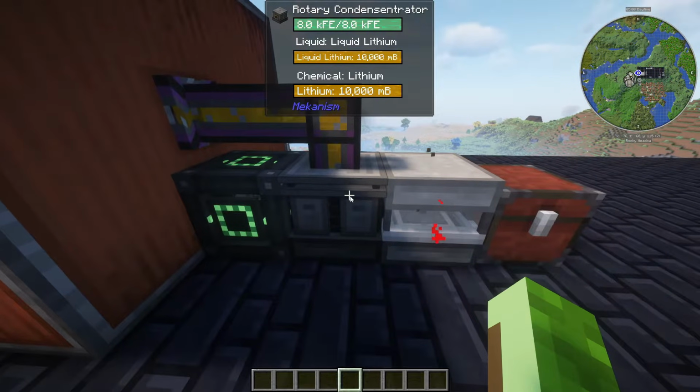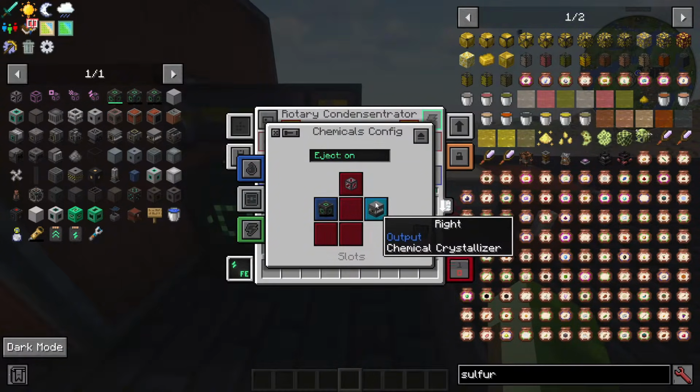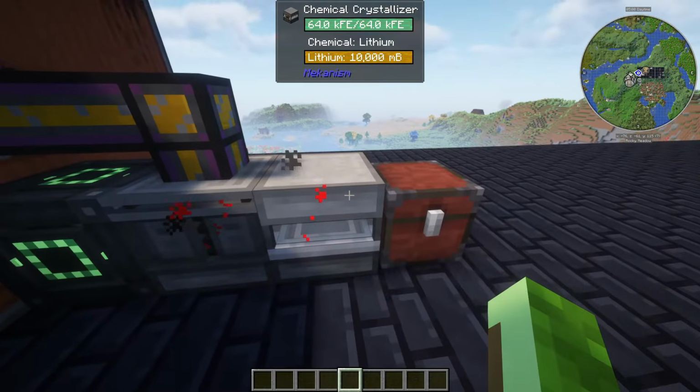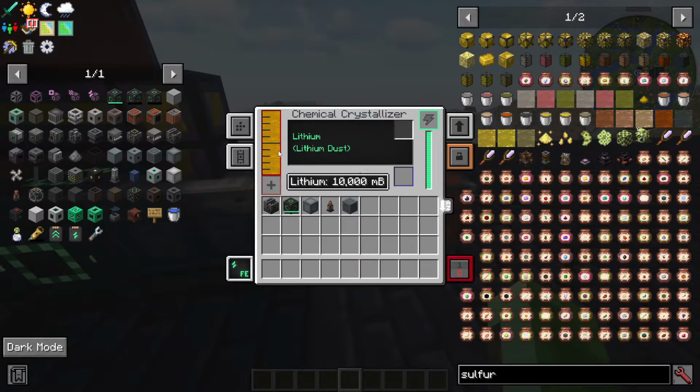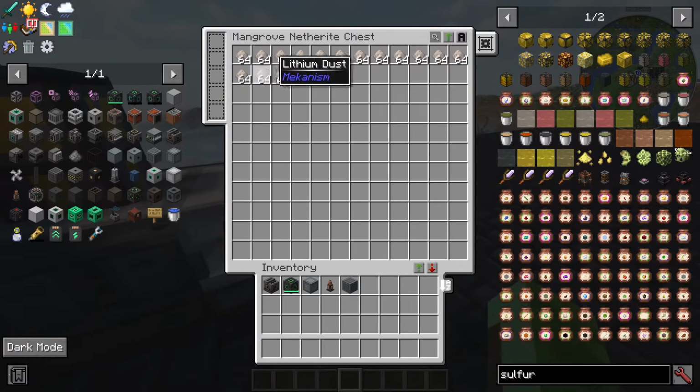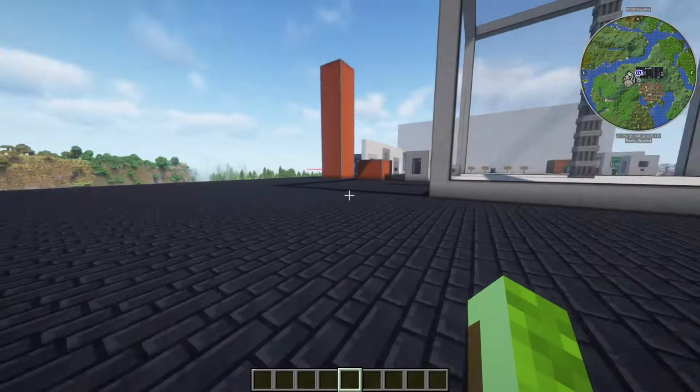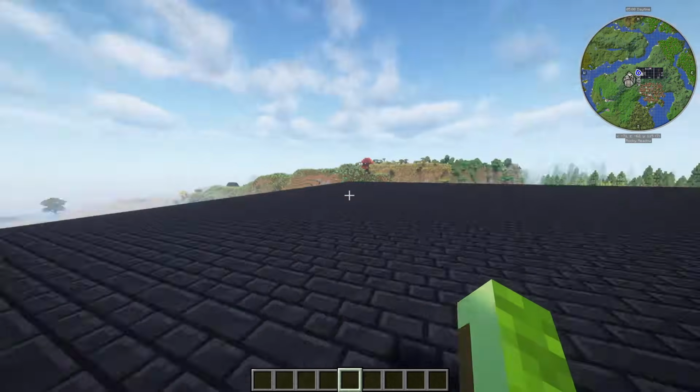And then using the auto eject, we're going to output to the right, which is the chemical crystallizer, which is then taking the gaseous lithium and turning it into lithium dust. And that's going to be used in later recipes when we start talking about other things over here.